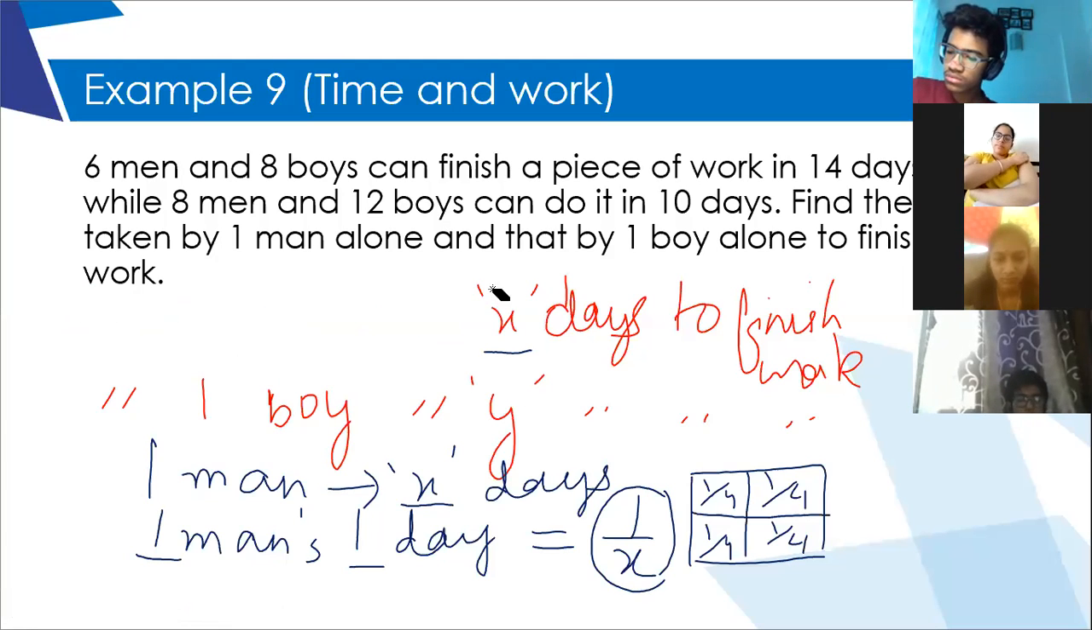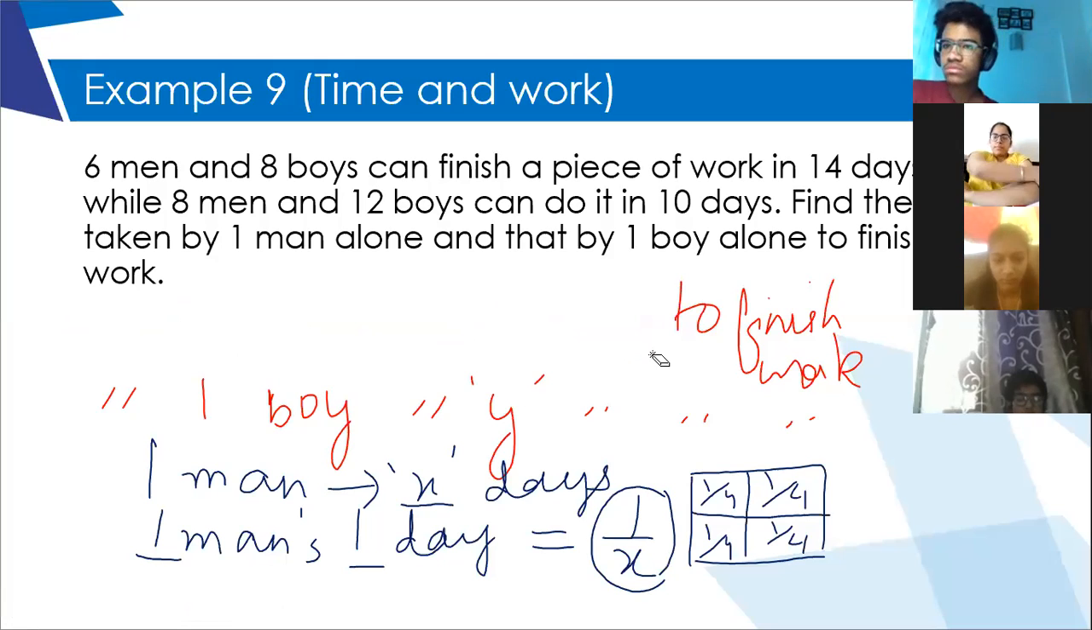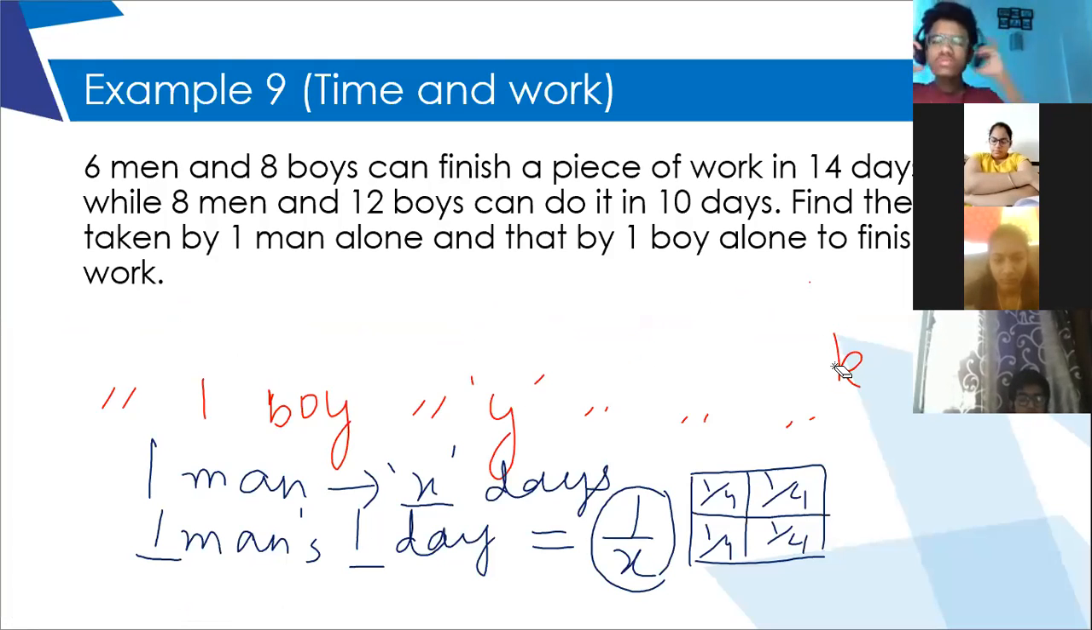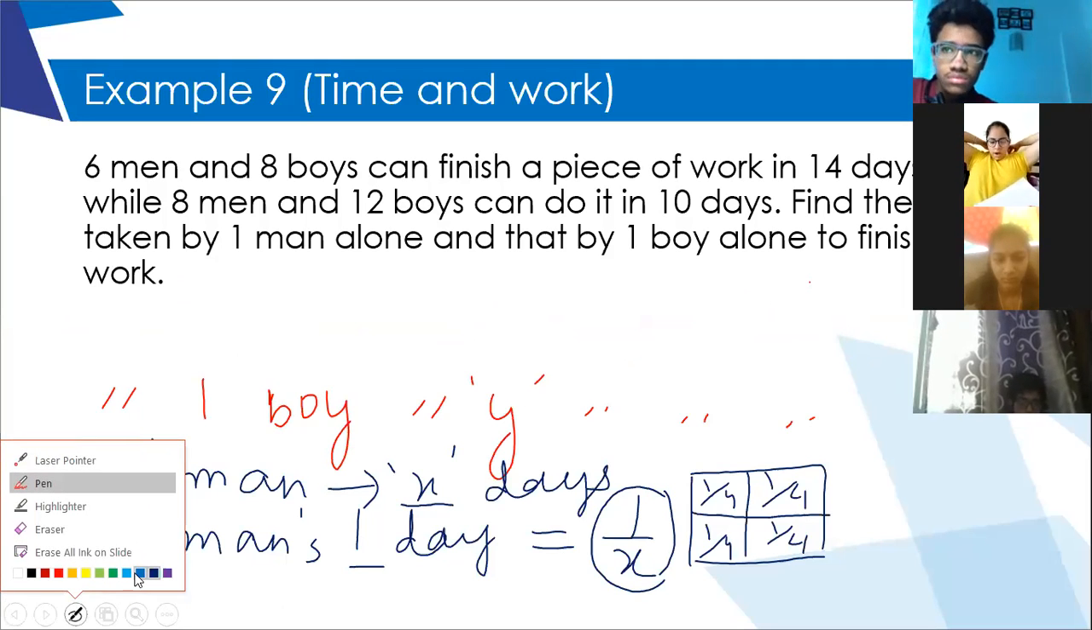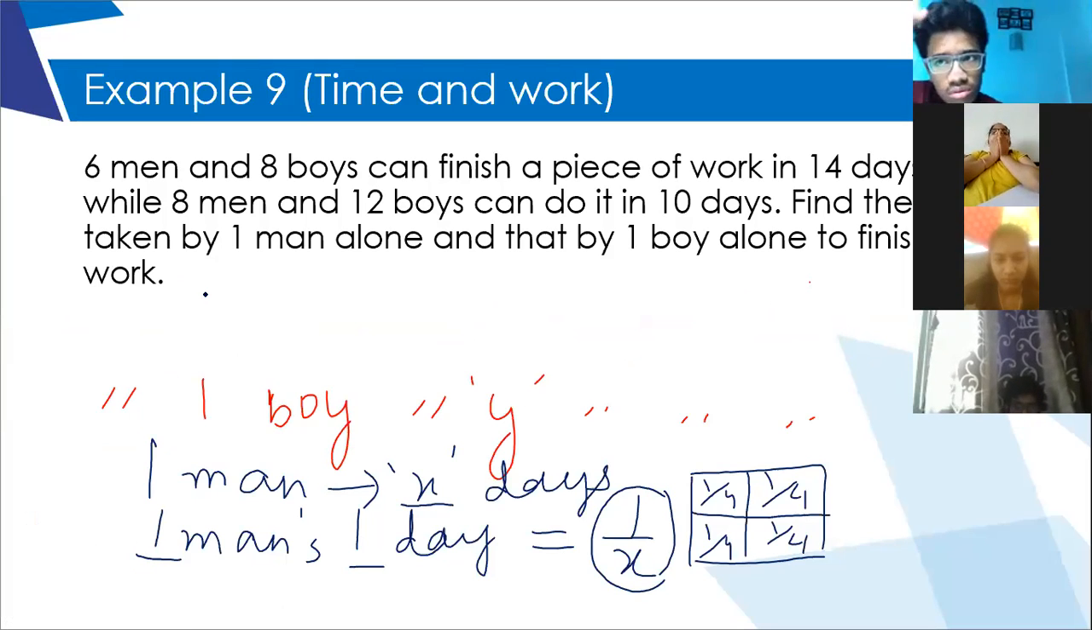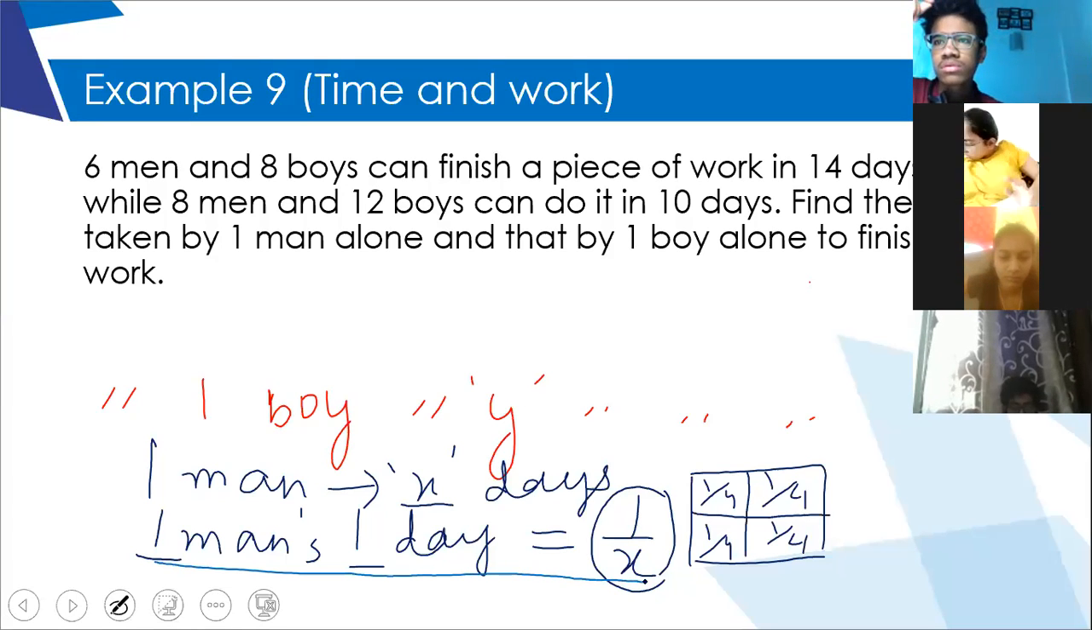6 men. I have not employed one man, I have employed 6 men. So what I will do is translate this information. So one man, this statement you have understood. One man's one day work is 1/6, 1/x.